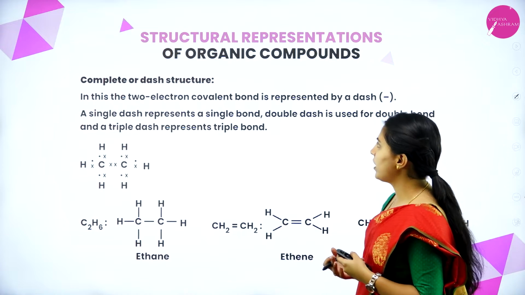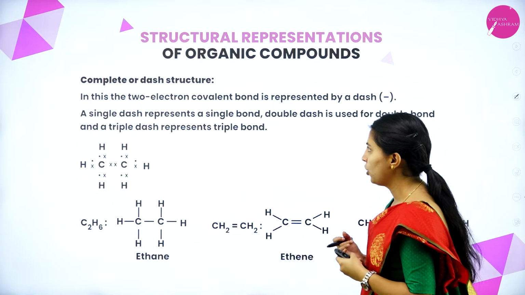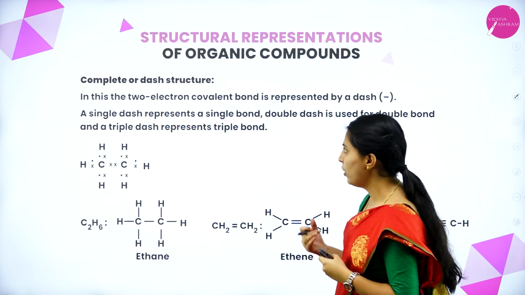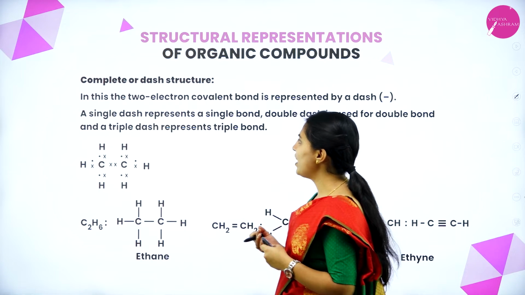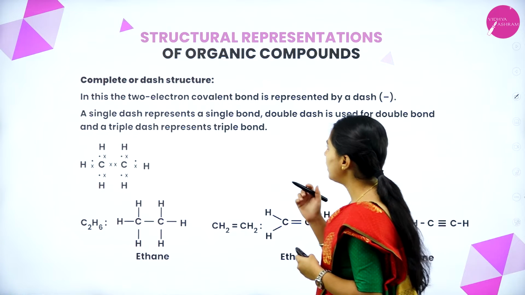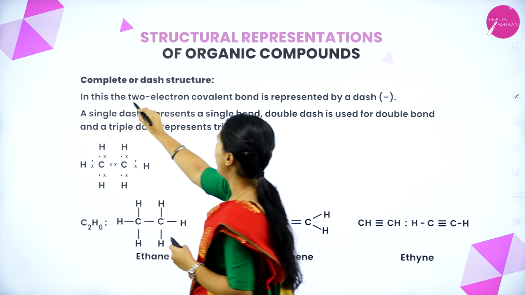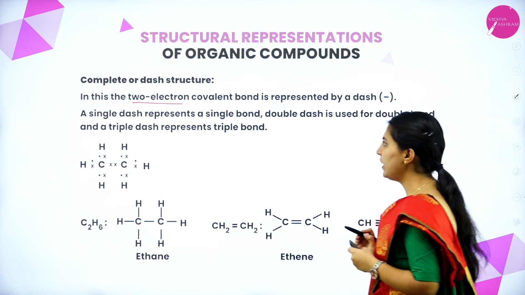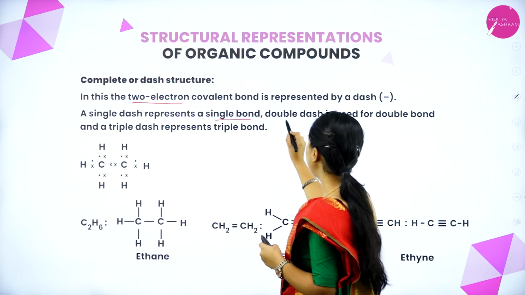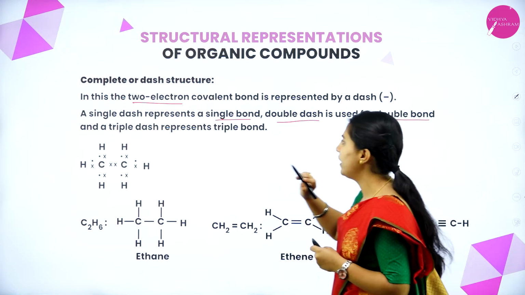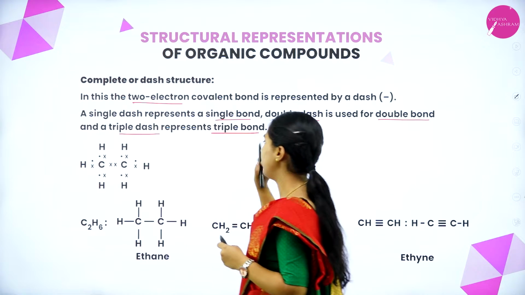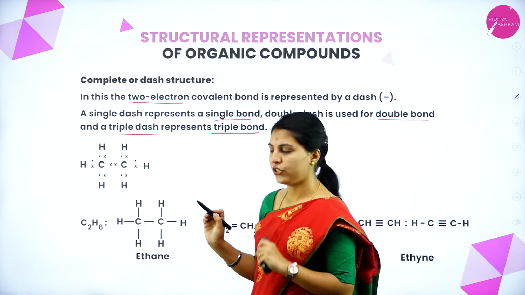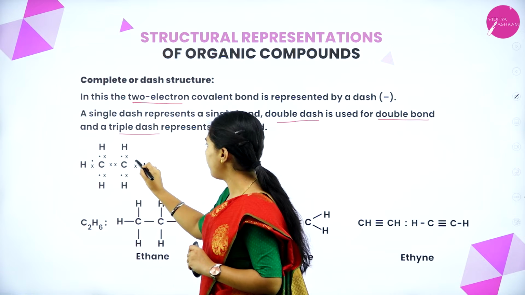Okay. Next is structural representation of organic compounds. There are so many structural representations. We'll see them one by one now. First one, complete or dash structure. In this, the two electron covalent bond is represented by a dash. A single dash represents a single bond, double dash a double bond, and triple dash a triple bond. See here, this is a normal Lewis dot structure. These two electrons will form a bond.